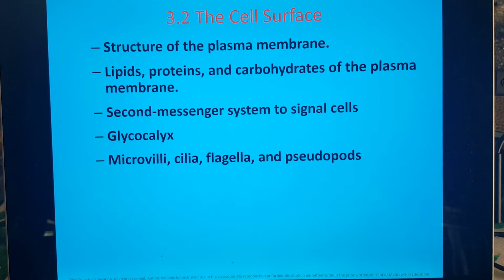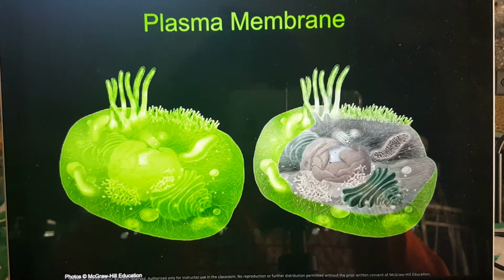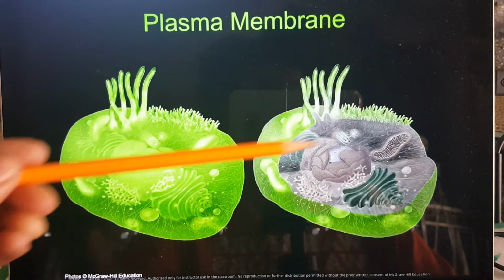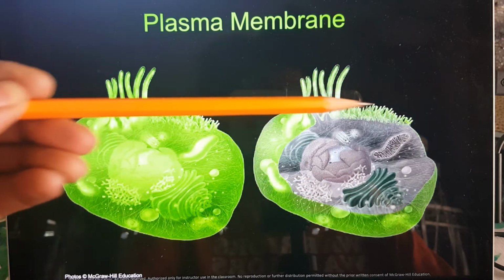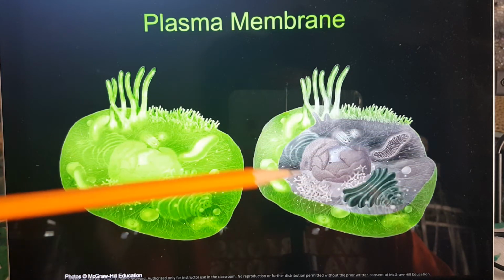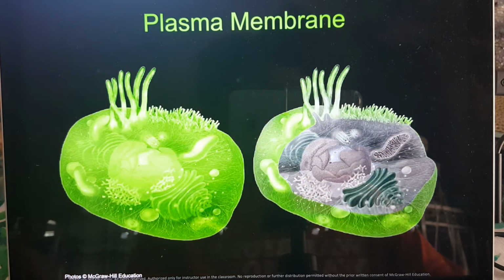So let's look at the cell surface. We're focusing on the plasma membrane, the stuff that makes up the plasma membrane, and all the extensions that come off of the plasma membrane surface. In our little picture here, they're highlighting the whole cell versus a little cutout of the cell. So we're focusing just on the outside portions of the cell, and then in the second video I'll start talking about what goes on the inside portions.